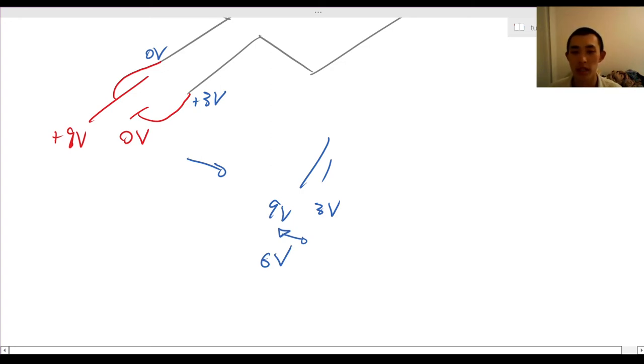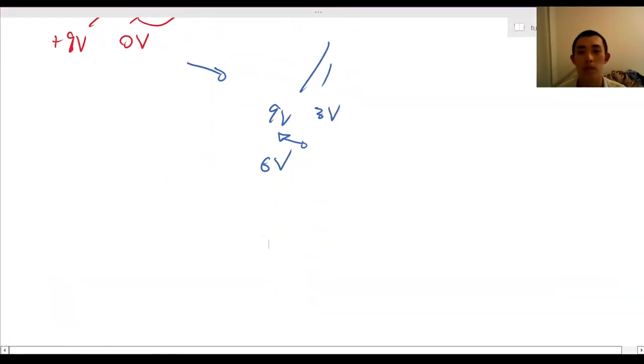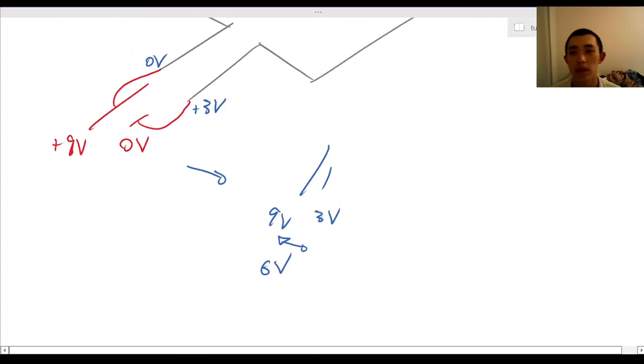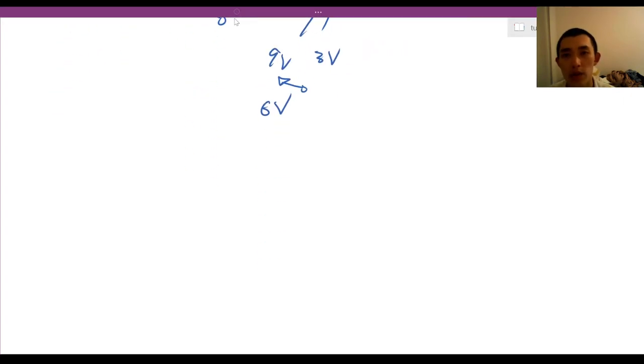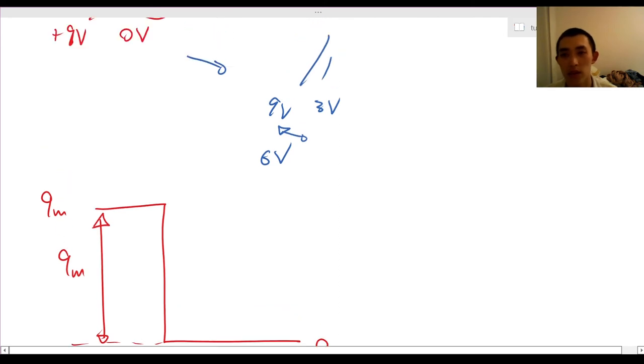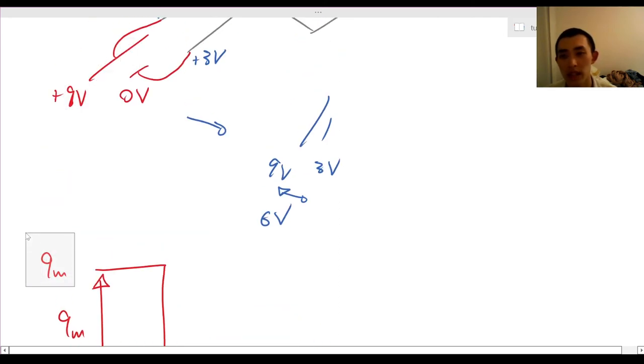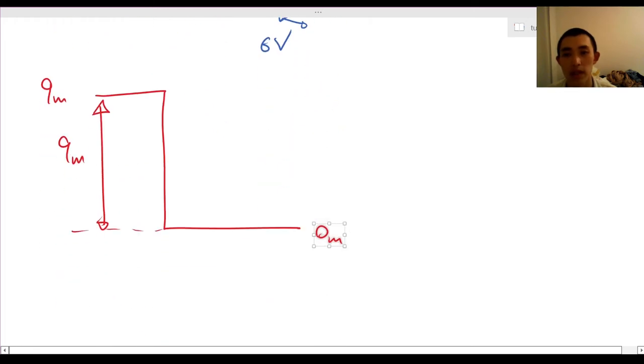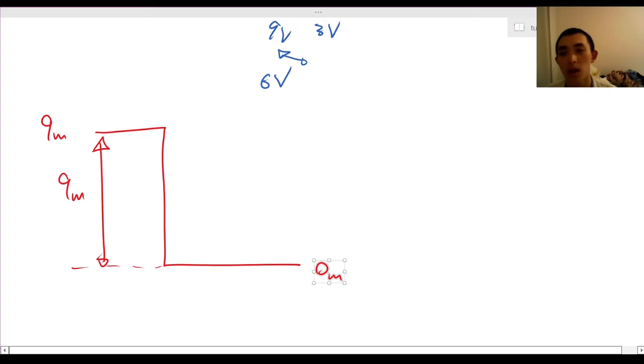That might be a little bit confusing. If you want to get comfortable with this idea, we're going to go through it in a little bit more depth. So I want you to imagine this 9 volt battery as a cliff. A cliff of 9 meters. So this distance here is 9 meters. This is 0 meters, this is 9 meters. So you can see that the difference between them is 9 meters. This 9 volts represents this 9 meters. This 0 volts represents this 0 meters. And you can see that we have a difference between them of 9 meters.